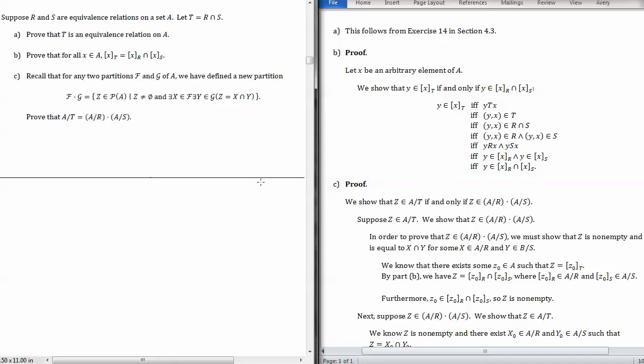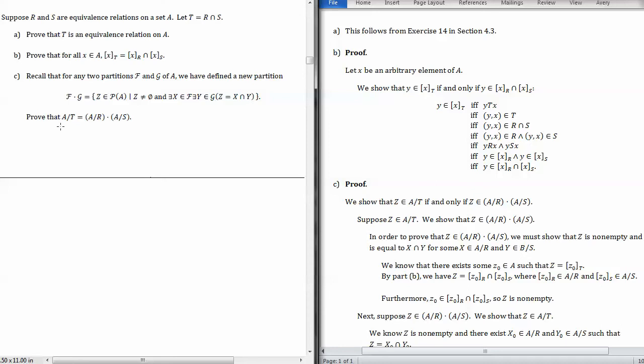Okay. Part C is the kind of cool one. So we have previously defined in a previous problem the dot product f dot g of two partitions, which gives us a new partition, right? It's sort of a refinement of the original two. That's what you get by intersecting one element from the partition F with another element from the partition G.